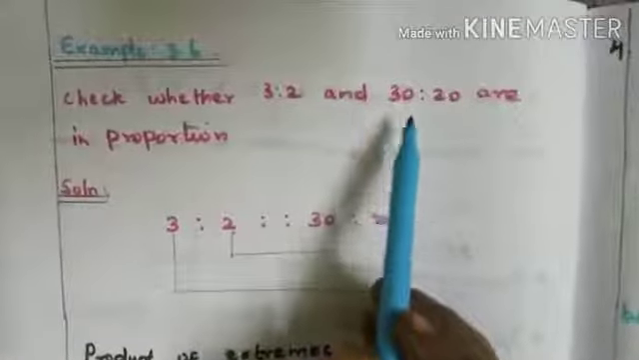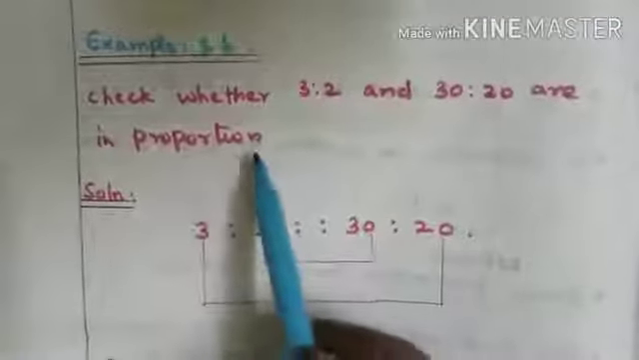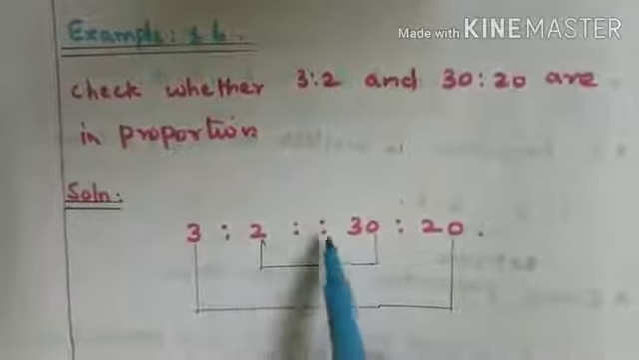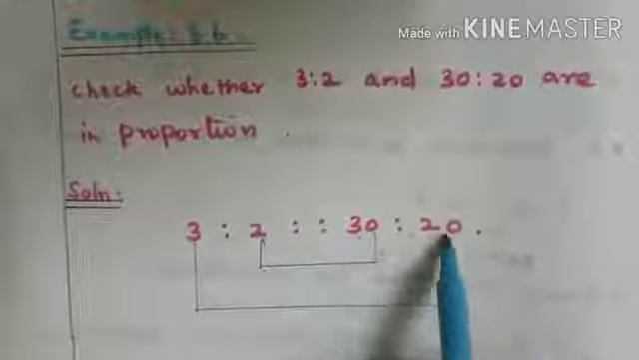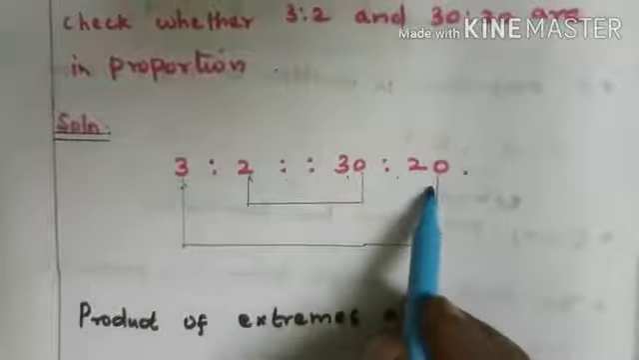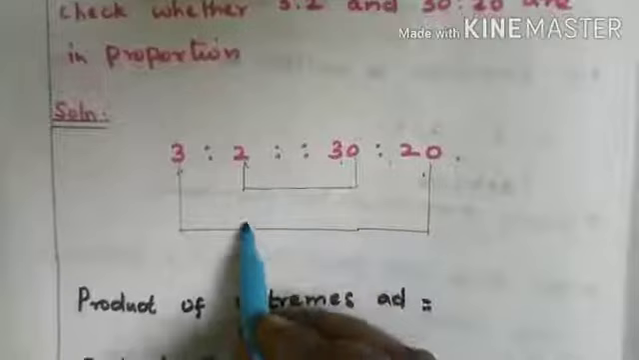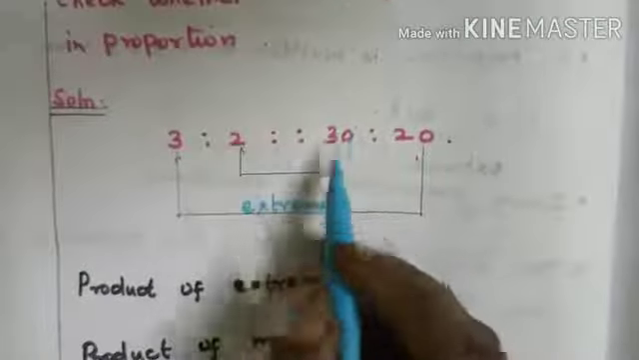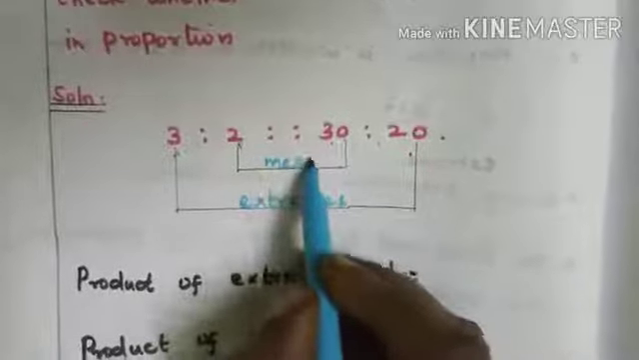Check whether 3:2 and 30:20 are in proportion. Solution: 3:2 and 30:20. Here, this is the first term and this is the last term, so they are the extremes. The second and third terms are called the means.